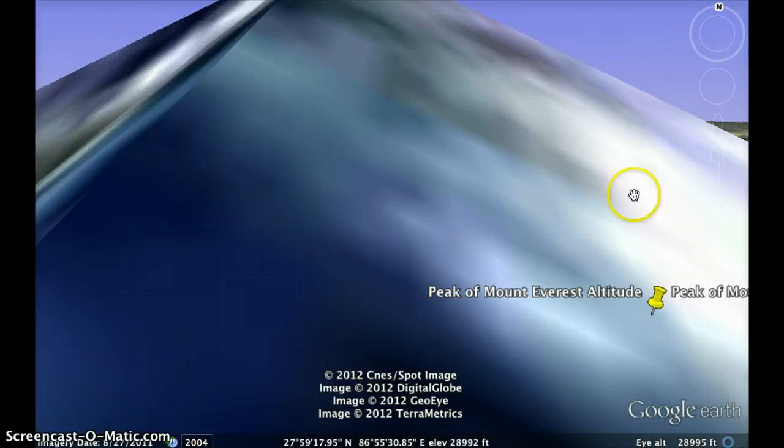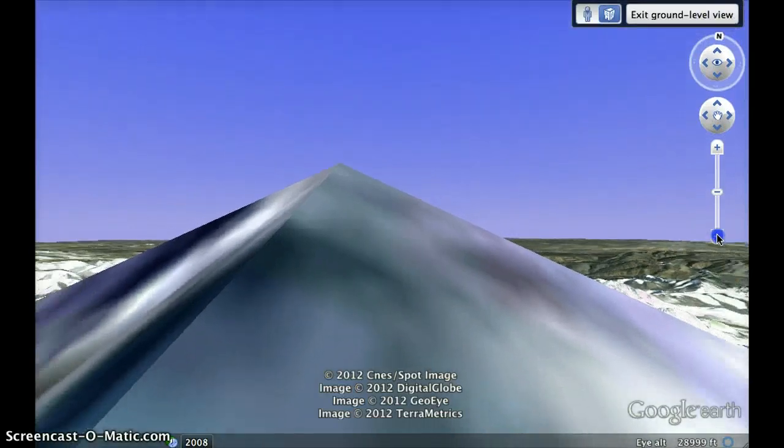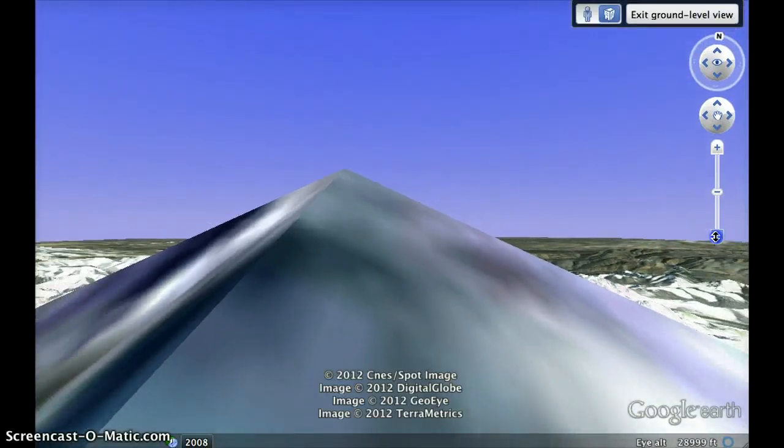It would be really, really hard to climb that, especially because of all the snow. And there is so much snow because the mountain is so tall. It is so cold up there that the snow never really melts. Next, we're going to go to the Amazon rainforest.